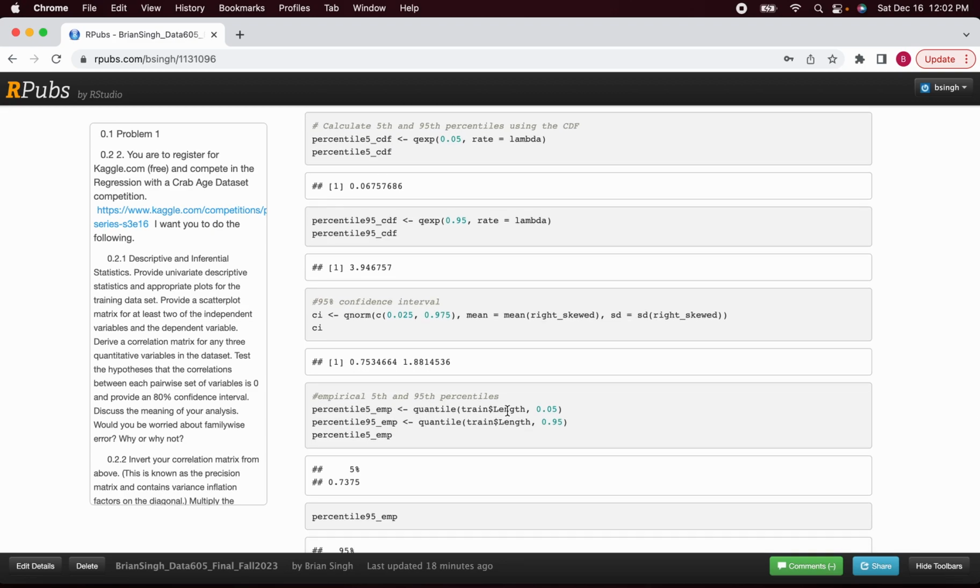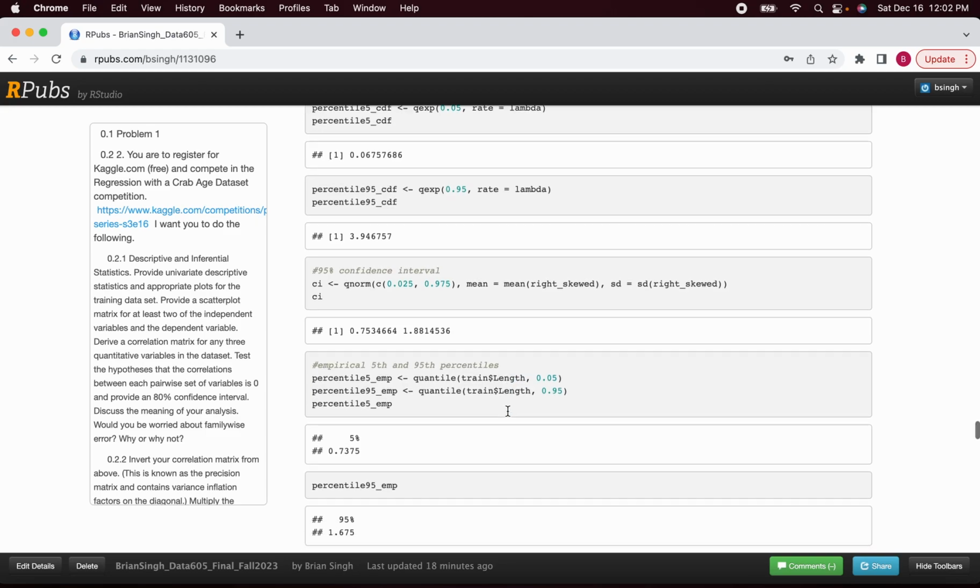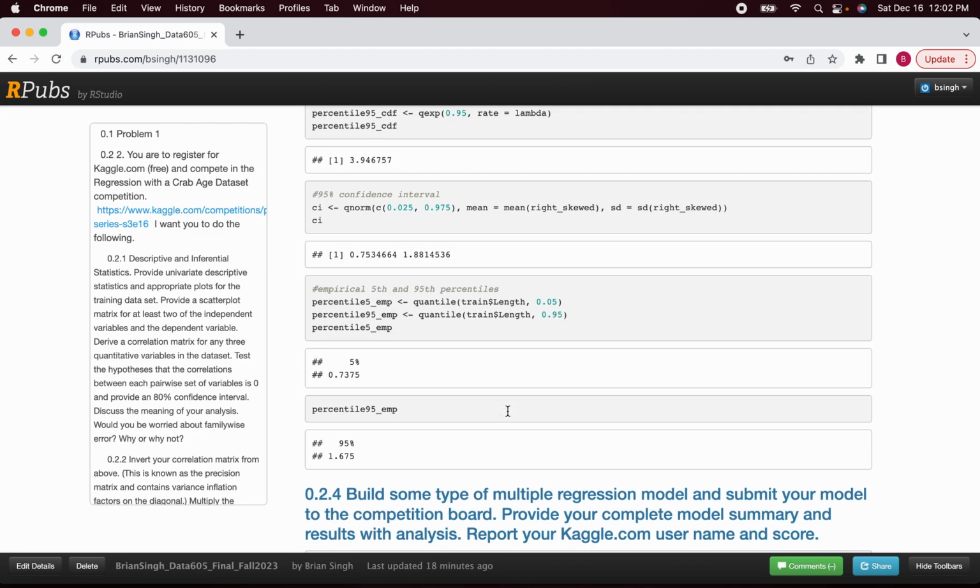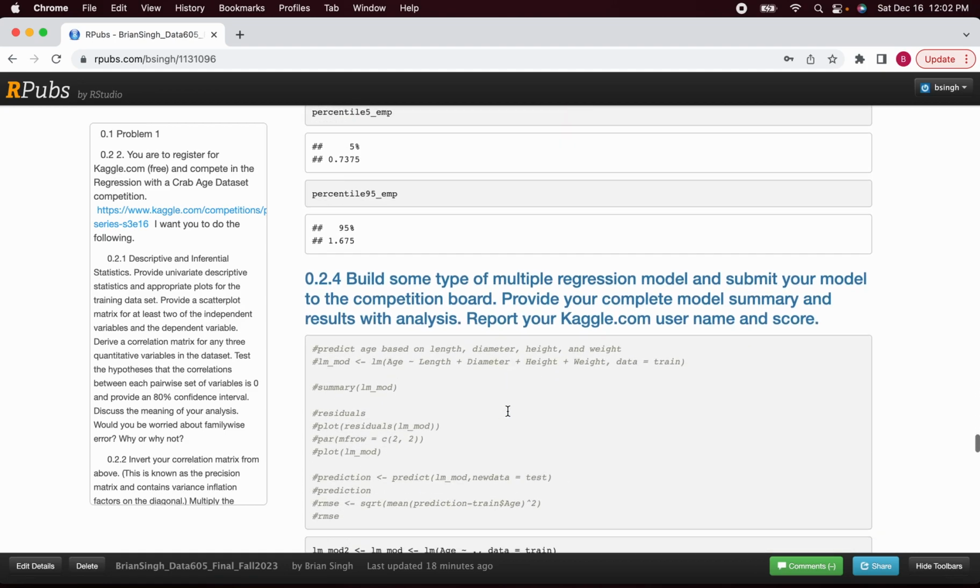Then using the original data, which is empirical. Yeah, I had to just make sure that was right. Using that to calculate the 5th and 95th percentiles, we can see it's much different than the exponential distribution, with 5% below 0.74 and 95% of the values below 1.68. The exponential distribution may not be accounting for the variability in the data, is my interpretation from that.